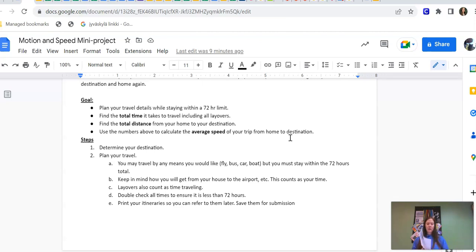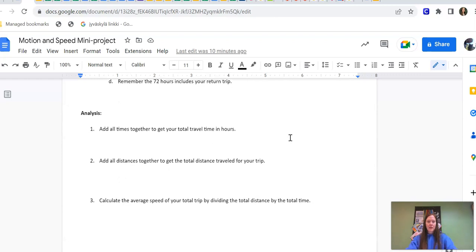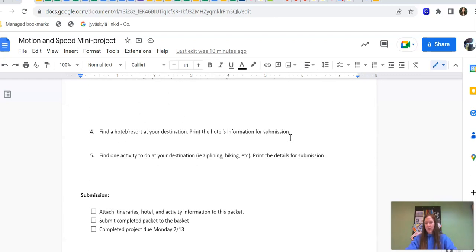I've included this in Miss Super's packet, but for example, if you're flying somewhere, like I just printed this out, it's a trip to Hawaii, you need to print out your itinerary, which shows things like how long the flight is, how far it goes, right? So you can calculate how fast you're traveling in that leg. Make sure that you include every single component. If you have itineraries like that, you can print them out and staple them together. Then once you get your trip planned, there are some analysis questions to answer.